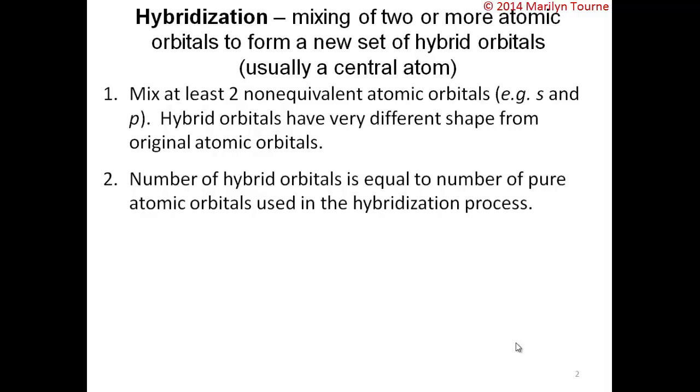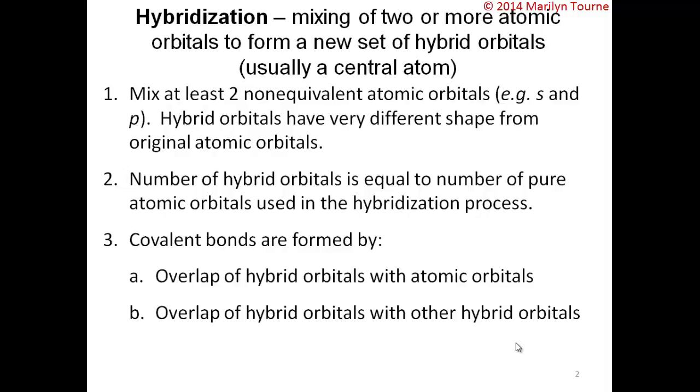Number two, the number of hybrid orbitals is equal to the number of pure atomic orbitals used in the hybridization process. What that means is that if you start out with an s orbital and a p orbital, that's all you're going to have when you make these hybrid orbitals. In other words, you can't make up new orbitals because you're mixing two original orbitals together. As an example, if I have something that is an s and a p, my hybrid orbital cannot be sp and a d orbital. That just doesn't make sense. So whatever you start with is what you end up with.